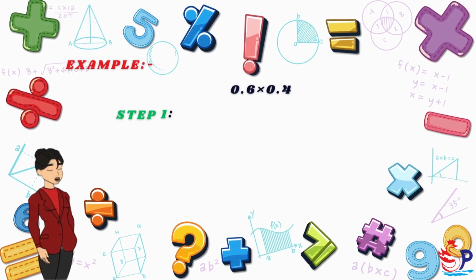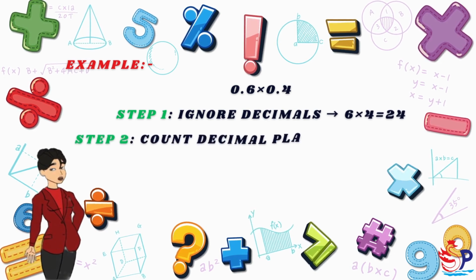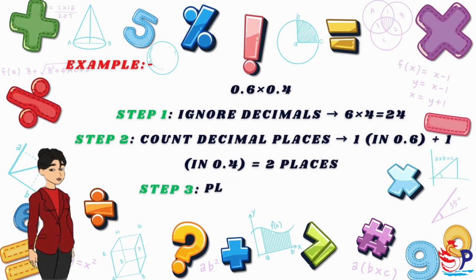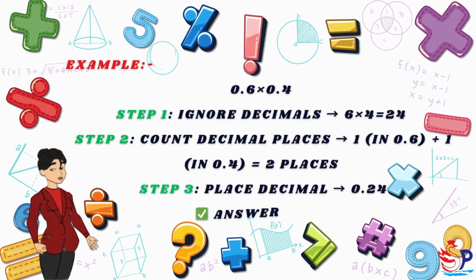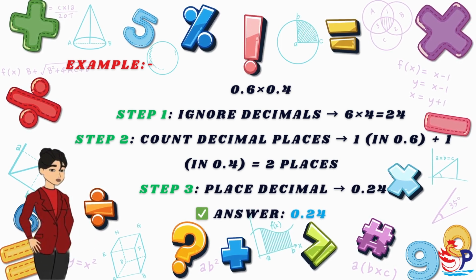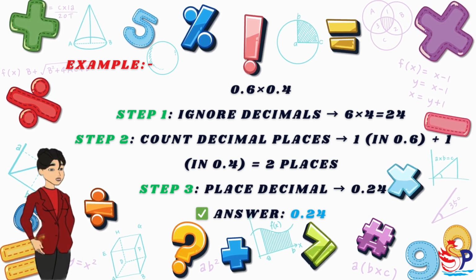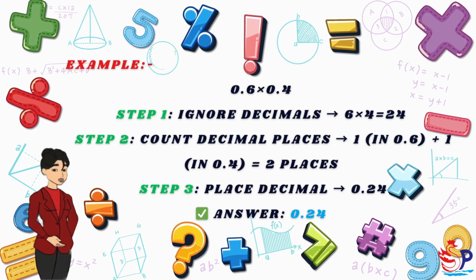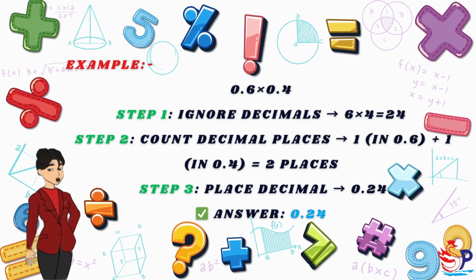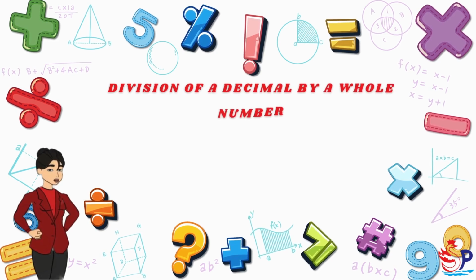Example: 0.6 multiplied by 0.4. Step 1. Ignore decimal: 6 multiplied by 4 is equal to 24. Step 2. Count decimal places: 1 in 0.6 plus 1 in 0.4 is equal to 2 places. Step 3. Place decimal: 0.24. Answer is 0.24.